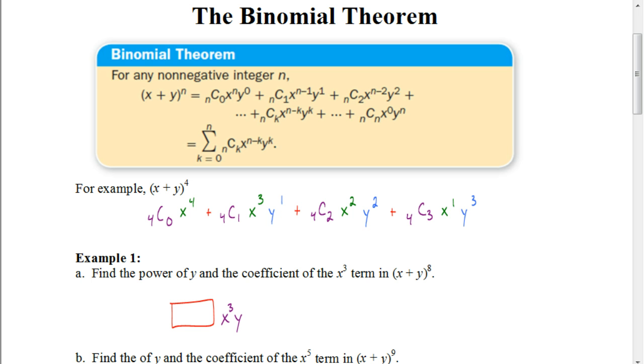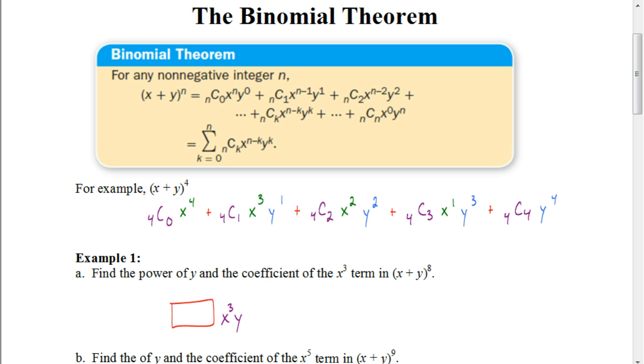So the next term, it'll be 4 choose 3, and we would have x being decreased now to being x to the first power, and y, our exponent, is increasing to y cubed. And our last term then would be 4 choose 4, and then the x is going to be x to the 0, or just 1, and our y increases to be y to the fourth power. Now we're going to simplify these.